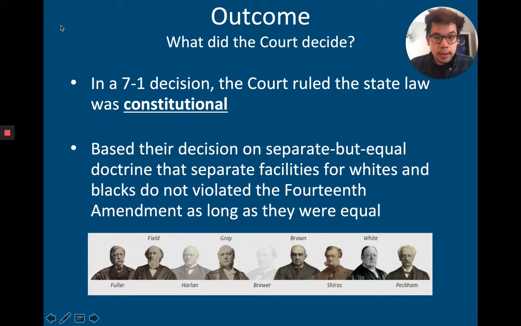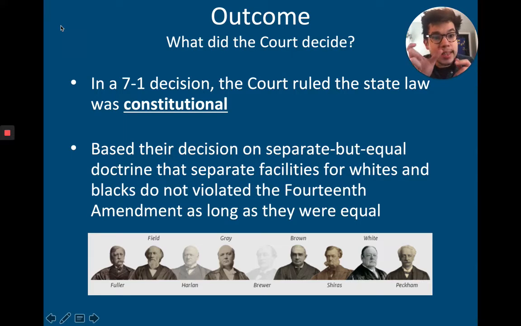You want to ride a train? You want to ride a train car? The state is allowing you to do that. Now, is the state allowing you to ride with white passengers? No, but that's not what the 14th Amendment says, right? So long as you have access to the same facilities, even if they're separate, then that's not a violation of the 14th Amendment, so long as they're equal.